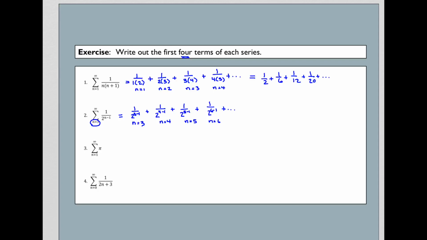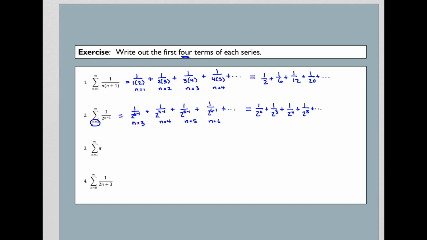Again, this is an infinite summation. But writing out those first 4 terms, we have 1 over 2 to the second, plus 1 over 2 to the third, plus 1 over 2 to the fourth, plus 1 over 2 to the fifth. This might look familiar to something we did with sequences, and we actually call this type of infinite series a geometric series, but we'll look more closely at that in the next video. Let's take a look at example 3.